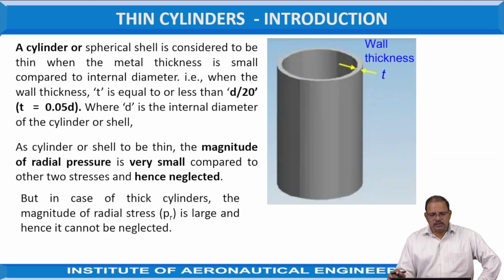A cylindrical shell for which the value of t by d is less than 0.05 is called a thin cylinder. In the case of a thin cylinder, the radial stress is very, very small, hence it is neglected. But in the case of thick cylinders, the magnitude of radial stress, p_r, is large, and hence it cannot be neglected. It is considered while calculating the stresses that are induced in the cylinder.